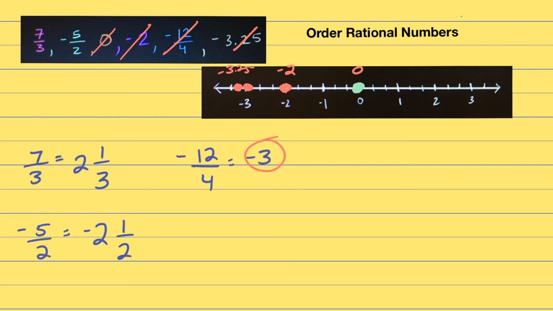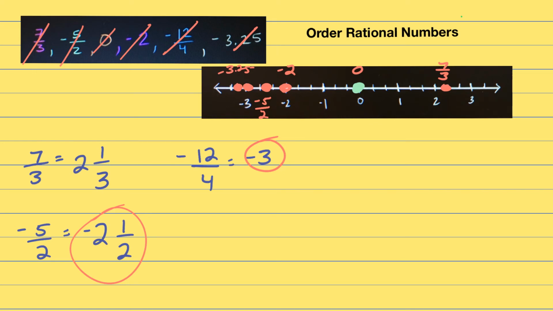Negative 5/2 is negative 2 1/2. So that would be about right here. And they don't have to be perfect because we're just trying to find the order. So this one's done. And the last one is 2 1/3. 7/3 is 2 1/3. 2 1/3 is right here, or 7/3. So if I said put them in order from least to greatest, that's easy. Now you can say negative 3.25, negative 3, negative 5/2, negative 2, 0, and 7/3.